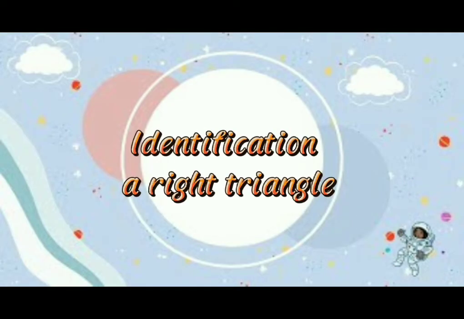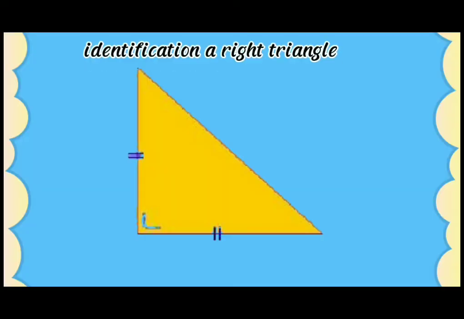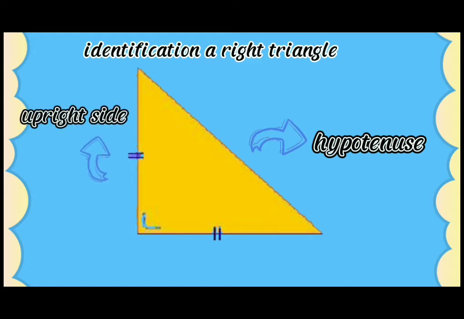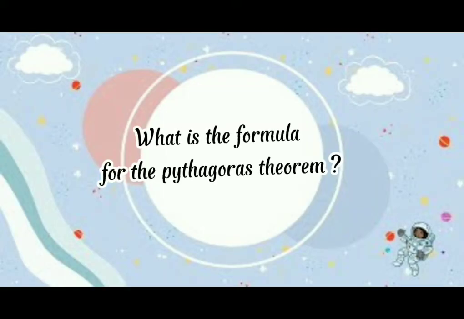Next, identification of a right triangle. Okay, here you can see that there is an image of a right triangle, and there are three sides to the triangle. First, there's the hypotenuse, second the upright side, and the third is the pedestal side. Next, we are entering the formula for the Pythagorean theorem.